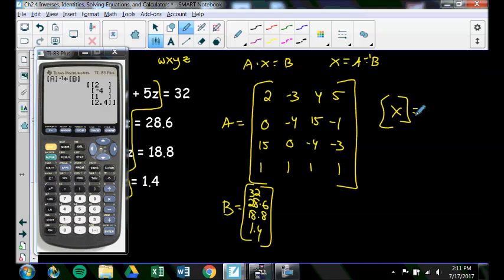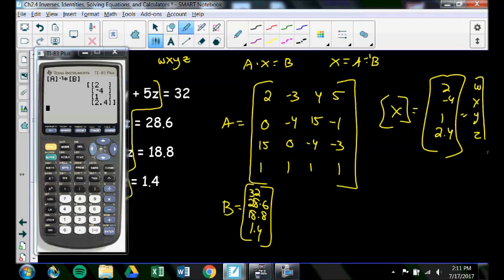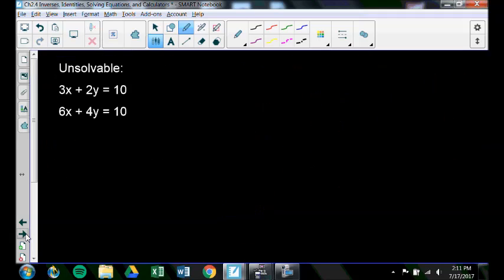So matrix X is 2, negative 4, 1, 2.4. That gives me WXYZ. Will you examine your zipper? But without that extra Y for you. Will examine your zipper. Talk to Will. Cool. Matrix equations, solving, awesome.